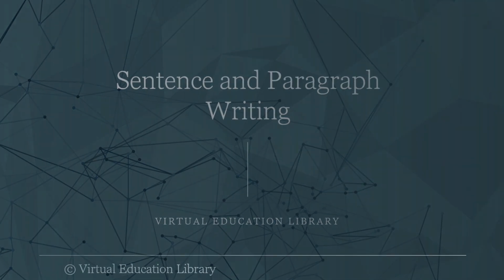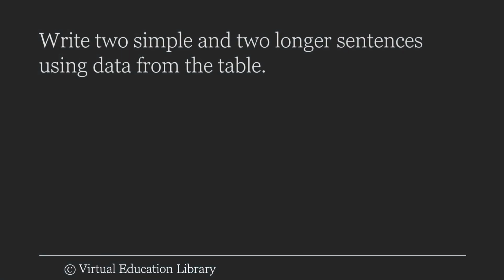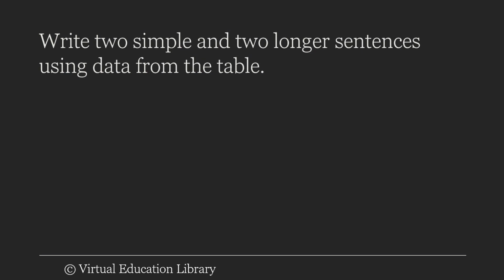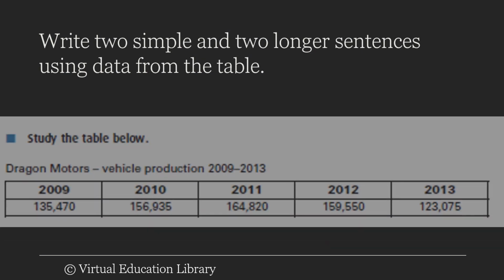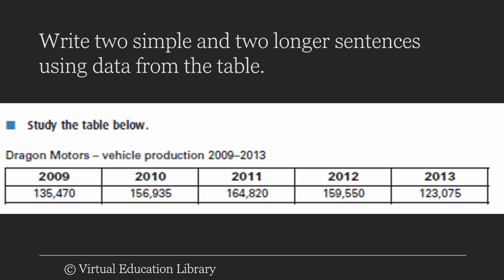First of all, I want you to practice. What you need to do is write two simple and two longer sentences using data from the table. So this is the data. Study the table below, Dragon Motors vehicle production from 2009 to 2013, and your task is to write two simple and two longer sentences using data from the table below.